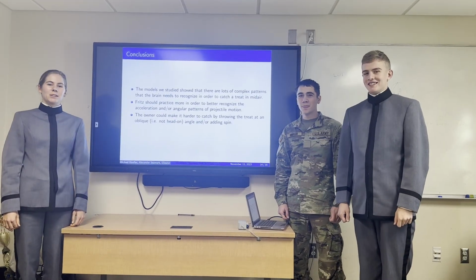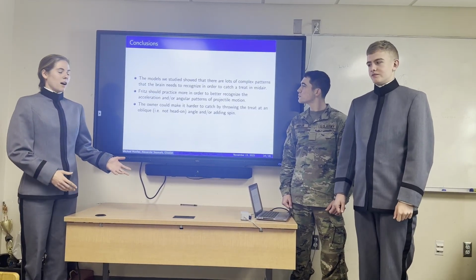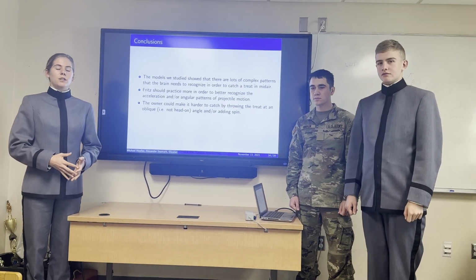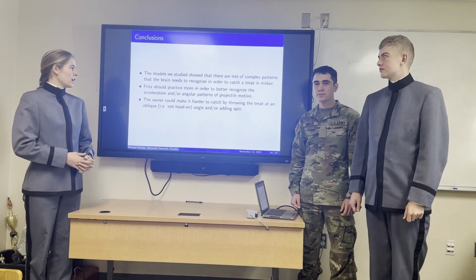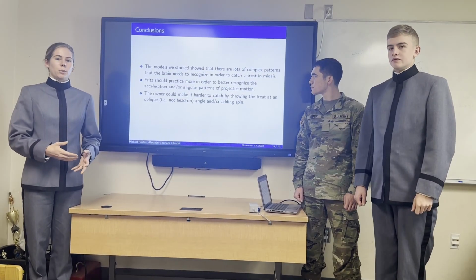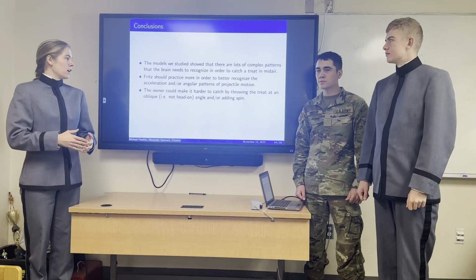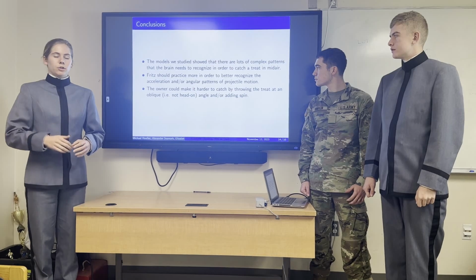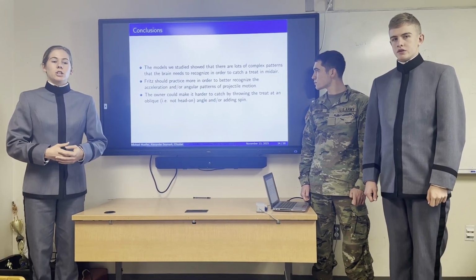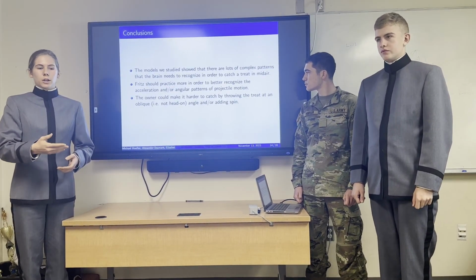Now we will discuss some conclusions that we learned from making this model. First, we learned that there are a lot of complex patterns that humans and dogs need to recognize in order to catch something in midair. So we learned that Fritz isn't necessarily clumsy. It's just a very hard process to learn how to catch something because the brain has to recognize so many patterns with the velocity and the angles of the projectile. To help Fritz learn how to catch, he should practice more so his brain can learn these patterns and he can more accurately catch the projectile, or the treat.